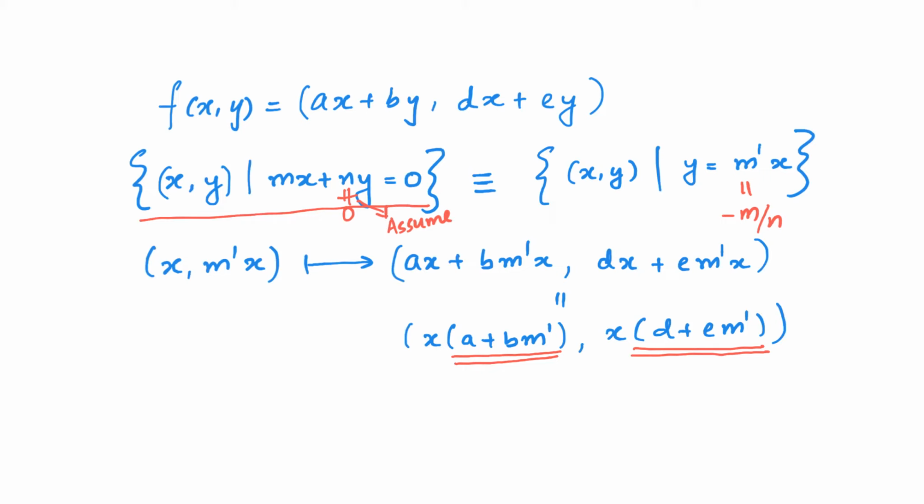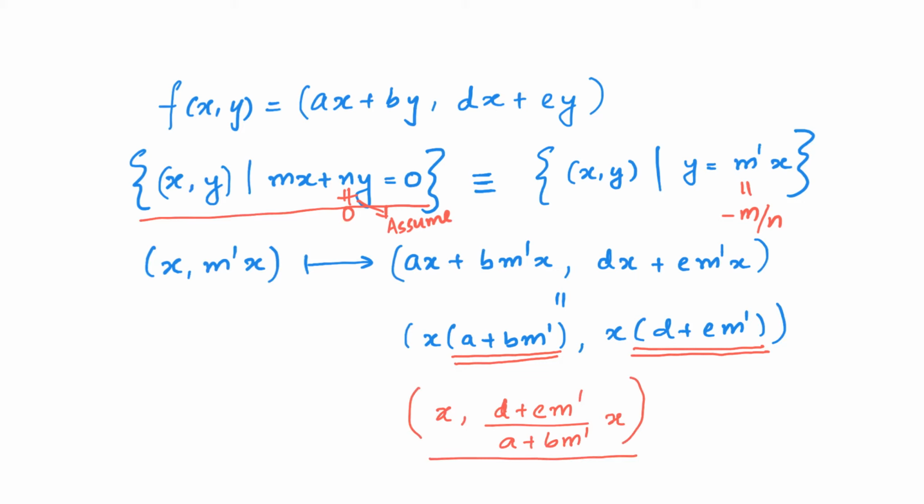In this case, I can rewrite my 2 points as (x, (d + em')/(a + bm') times x). Now this is clearly of the form (x, m''x), which is the form of a line. So what did we see? In 3 out of the 4 cases, the line gets sent to a line. It was the x-axis, the y-axis, or this particular line.